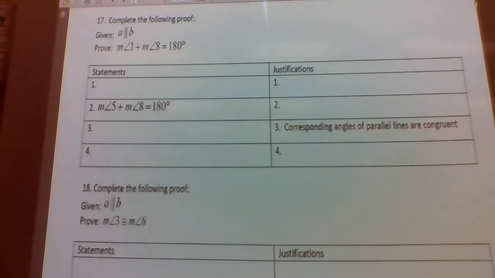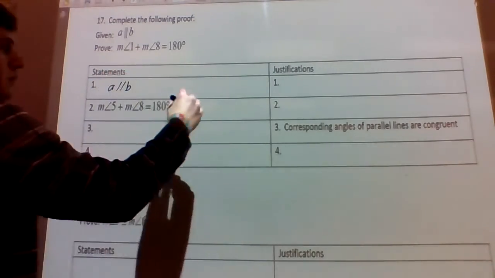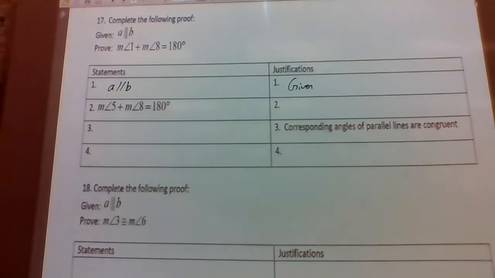Okay. If A is parallel to B, prove that the measure of angle 1 plus the measure of angle 8 equals 180. So our first step is to write our given. So A is parallel to B, which is given. I wouldn't worry too much about a proof like this, but 5 and 8 is 180.